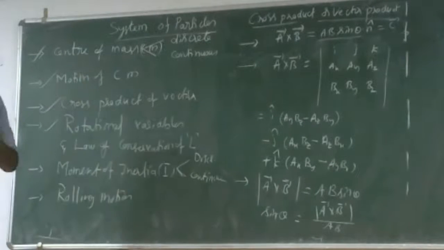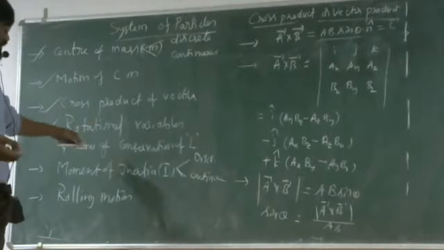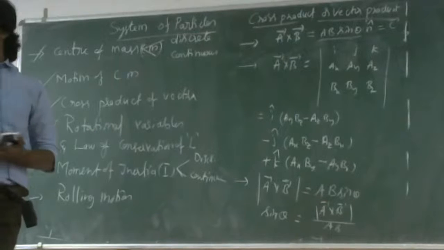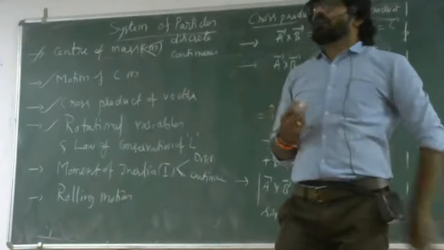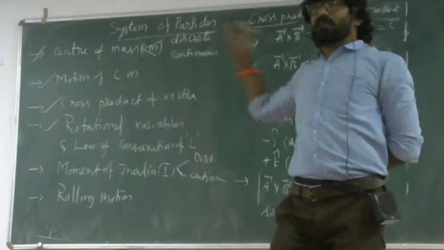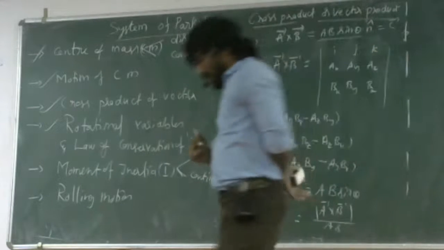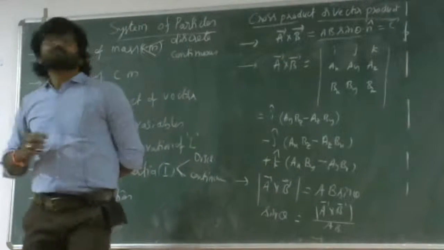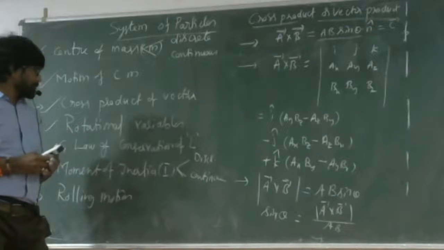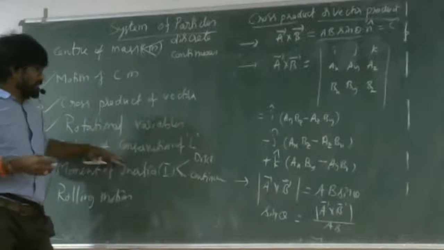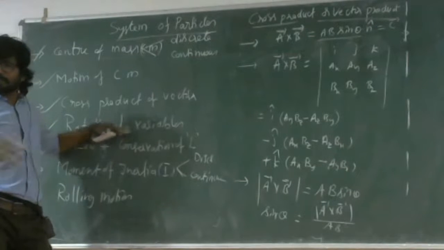Now we will try to recollect the rotational variables and the law of conservation of angular momentum. What rotational variables do you have to keep in mind while dealing with rotational motion? Because we are dealing with rotational motion, right? So write down the next subheading: rotational variables. Law of conservation of angular momentum you can take later. First, rotational variables.